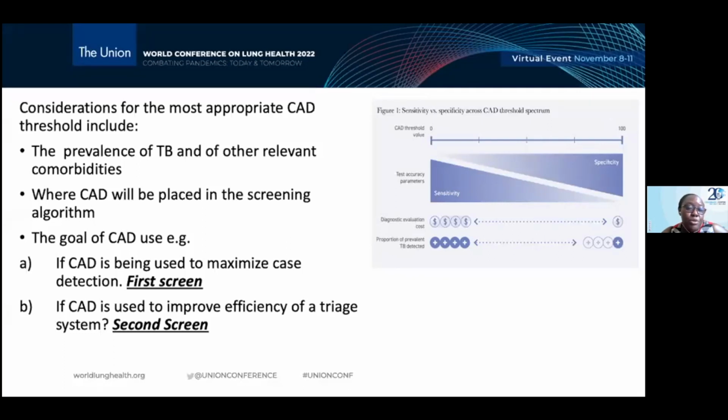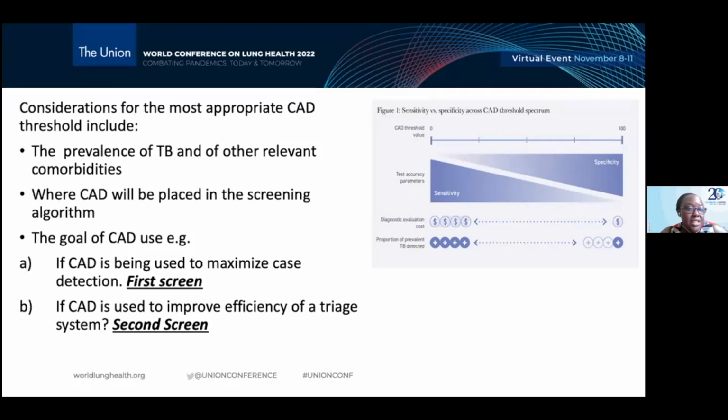In Uganda, we have two places for CAD. We have community outreaches where we put our digital X-ray and our CAD machines in big vans and they go through the countryside. We want to maximize detection, so we use it as a first screen. Everybody who comes to a community outreach, regardless of TB symptoms, is given a chest X-ray. That's the first screen. And if they have a CAD score of 50 or more, then they go on to GeneXpert testing.